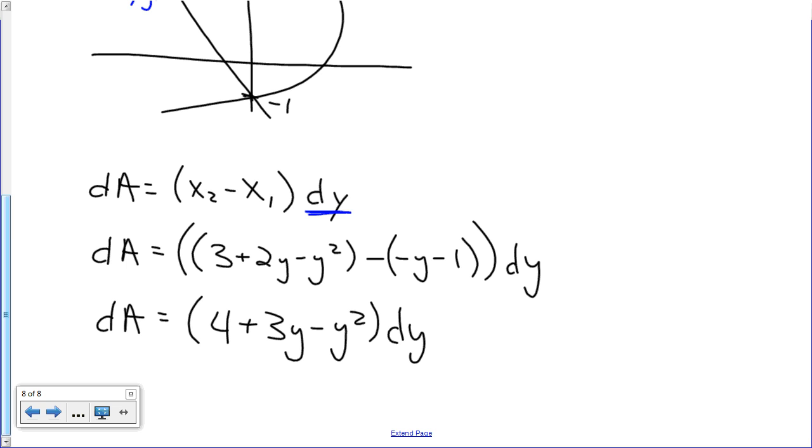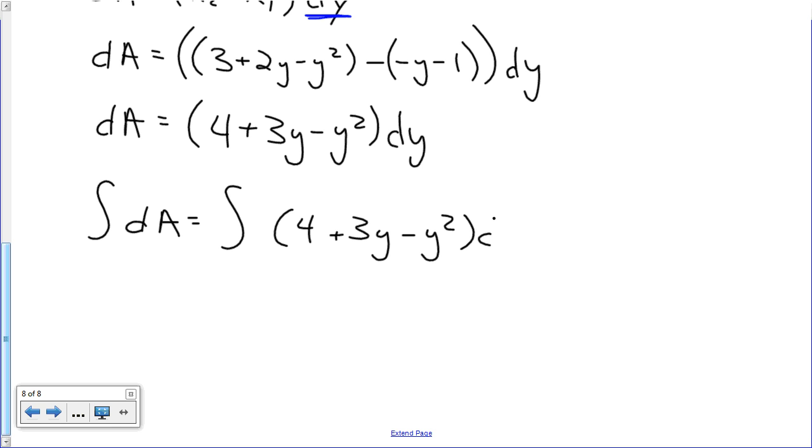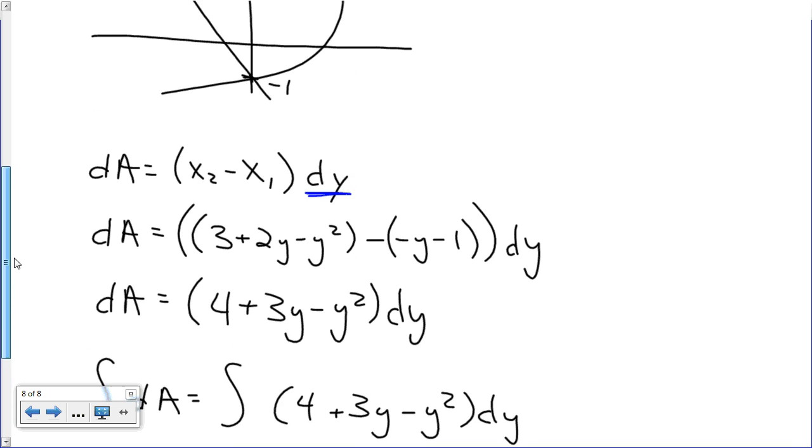And now that we have this, we are ready to integrate this thing. So we're ready to integrate dA, and we're ready to integrate this 4 plus 3y minus y squared dy. The only thing we want to do over on the right side is find the limits of integration for us, the upper and the lower bounds.